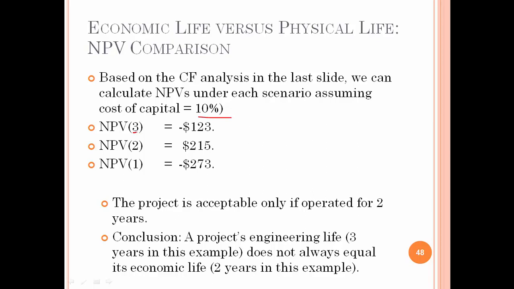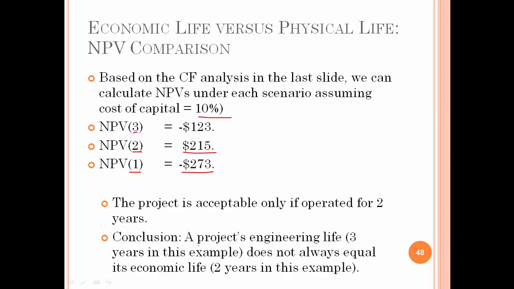If we want to use the equipment for the full 3 years, the NPV turns out to be a negative 123. But if we can sell the equipment by the end of year 2 and get some money out of selling the equipment, the NPV actually is a positive 215. If we terminate just after 1 year, we get some money from selling the machine, but we're not getting enough from operating the project, so the NPV is also negative. And that means the project is only acceptable if we operate it for 2 years and then sell the equipment by the end of year 2.